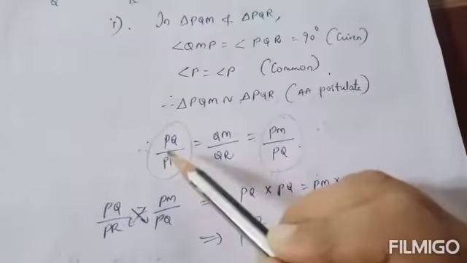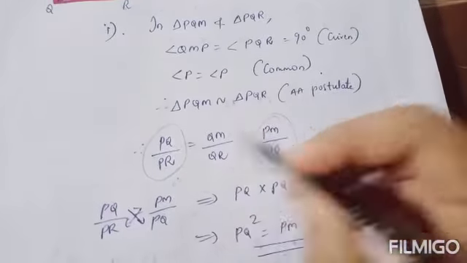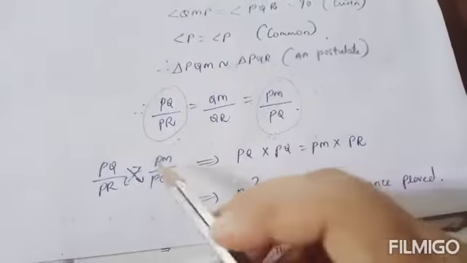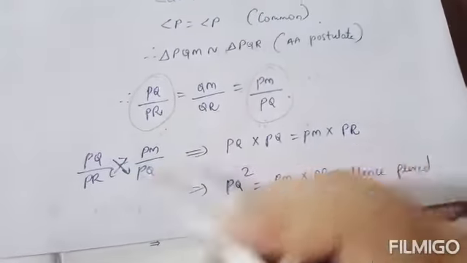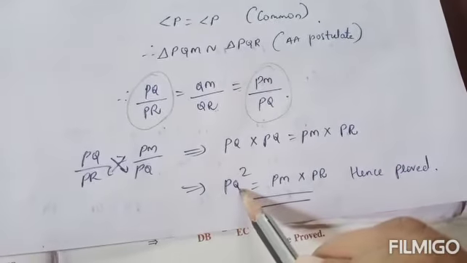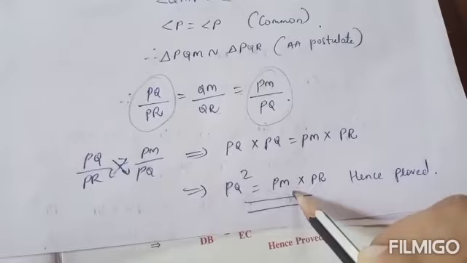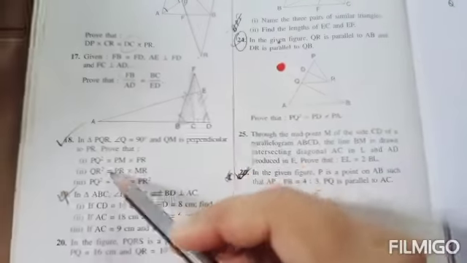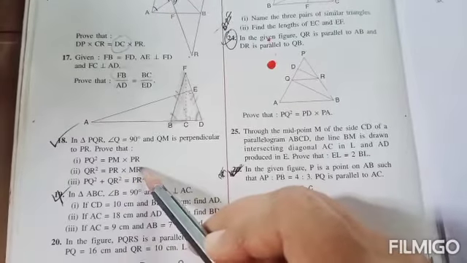Now we need the first and third ratio here. PQ by PR equal to PM by PQ. On cross multiplying you will get PQ into PQ equal to PR into PM. That is PQ into PQ, it is PQ square, equal to PM into PR. This is what you need to prove here. Hence proved.